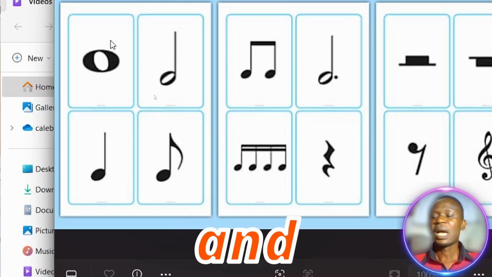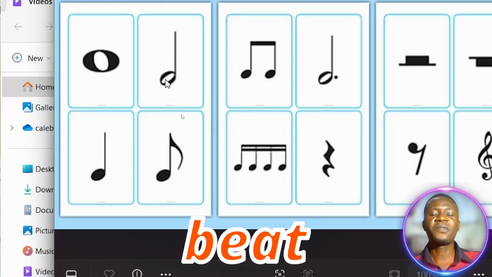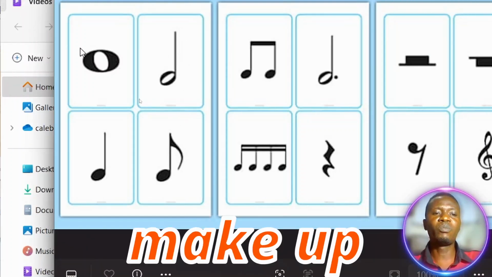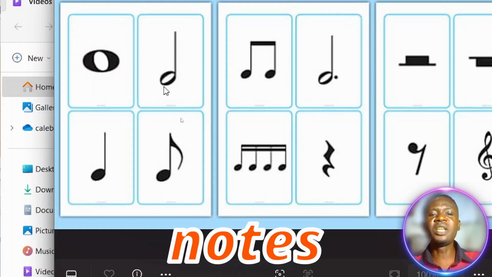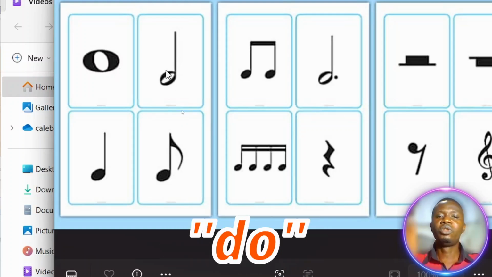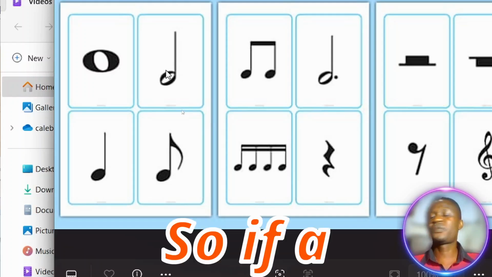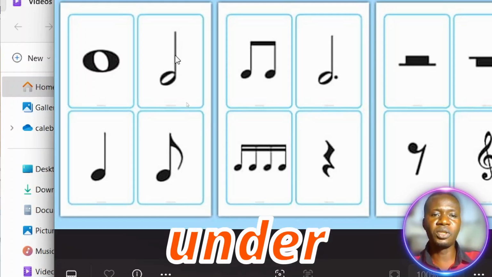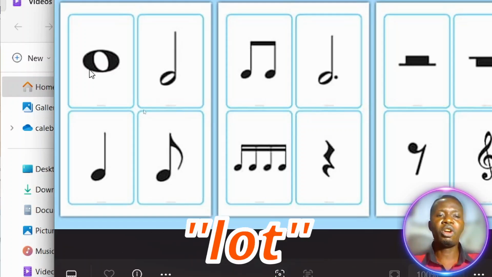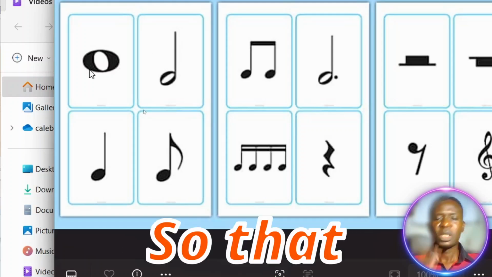And then the second one is the half beat or the half note. So 2 of this half note make up this one. So if any notes or any words fall under this, you call it do, do. If it's a word like Lord for this, you call it Lord. While this one you call it Lord? So that is it.